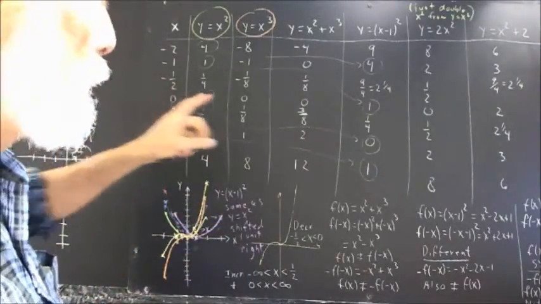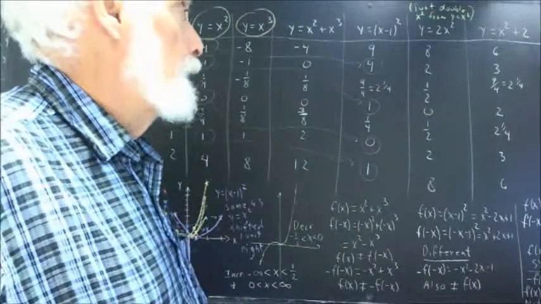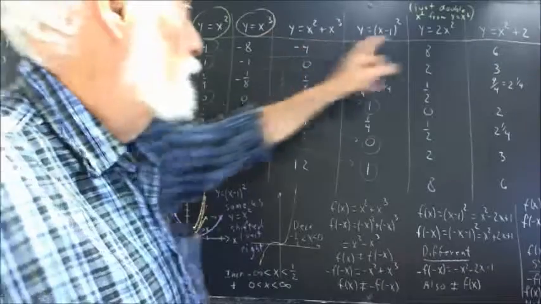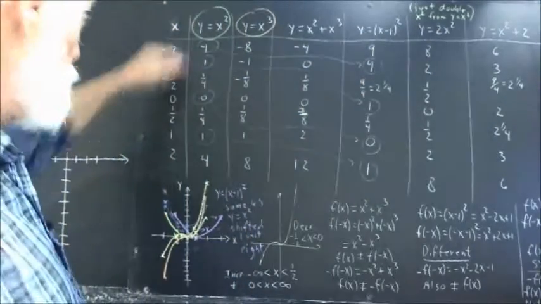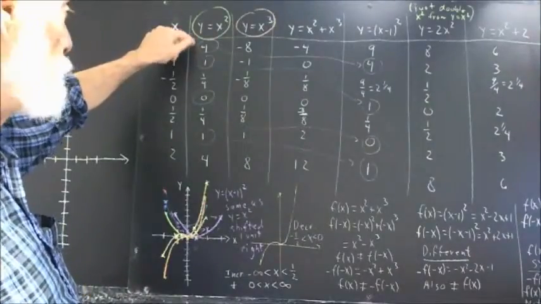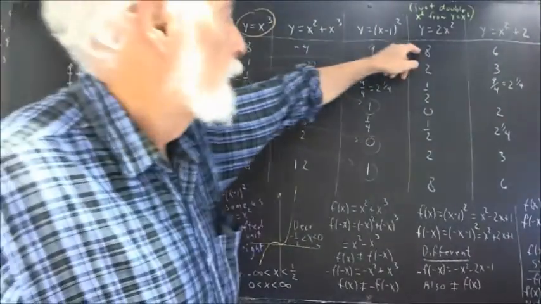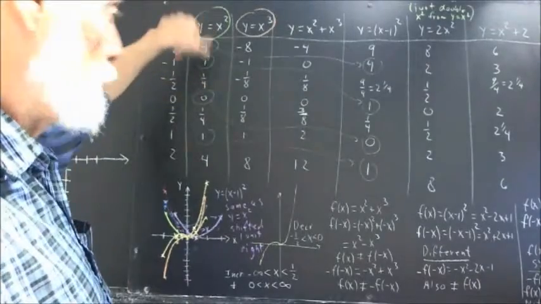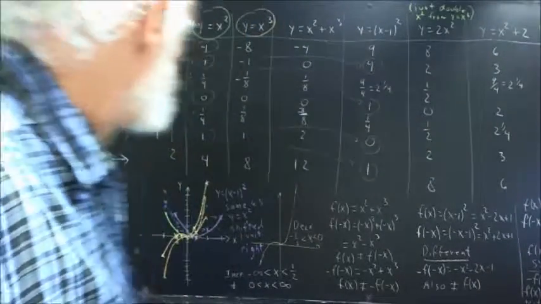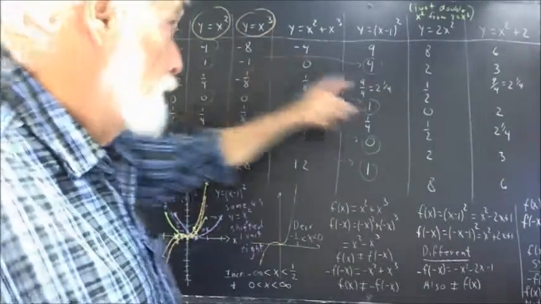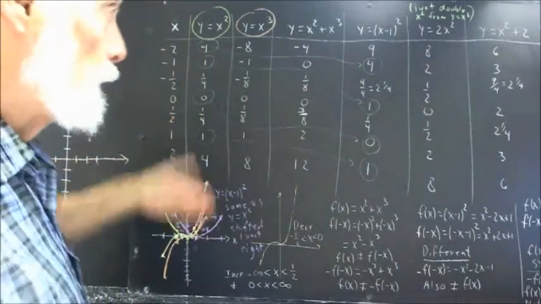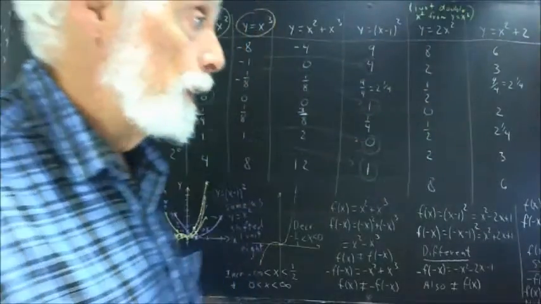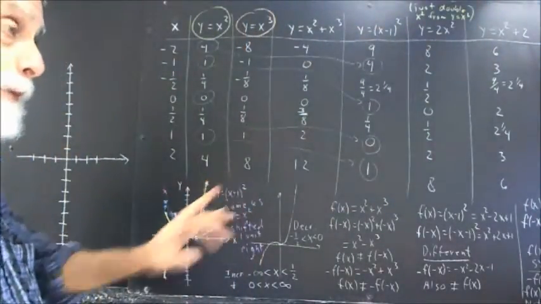Okay. Now we have y equals 2x squared. So we could again plug -2 in, square it, and multiply by 2. We would get 8. But since we already have x squared, it's really easier just to double this number and get 8. Double the 1 that we get for x squared to get 2. Double the 1/4 we get here and get 1/2, and so on down the line. Just double all of these numbers and you get the numbers for y equals 2x squared. And that's going to be important.